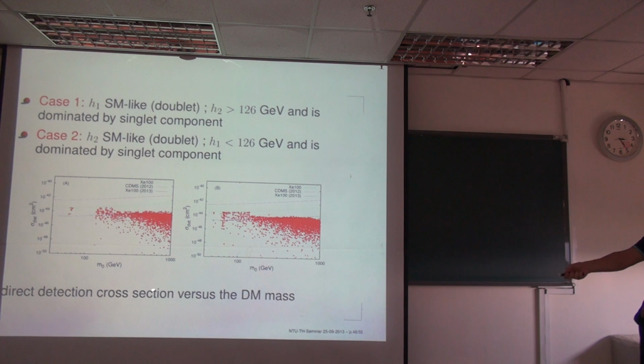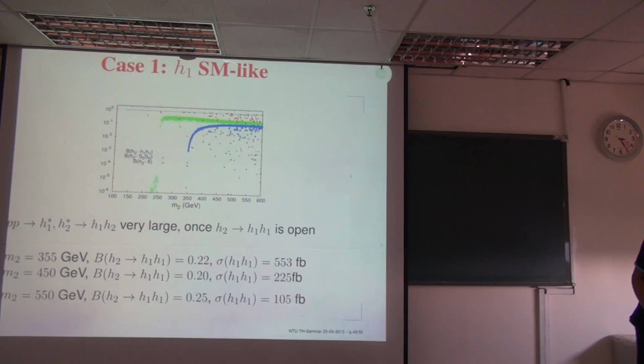Those are just the direct detection cross-section, to show you that the model is consistent with all the xenon constraints. And the most important part I want to share with you is that in this model, if H1 is standard model-like, that means that H2 is heavier than H1. So this H2 can decay to 2 H1 with a branch ratio which could go up to 50% or more.